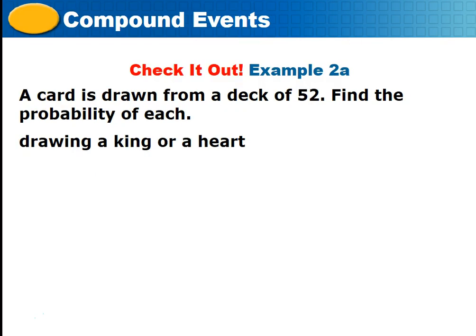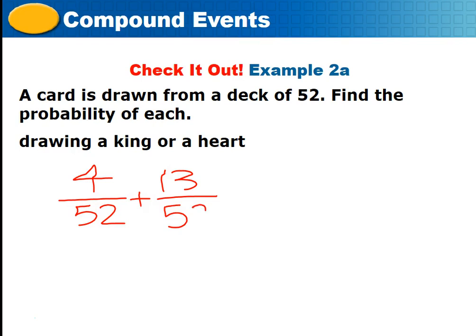So this says a card is drawn from a deck of 52. Find the probability of each. So first it says drawing a king or a heart. Well, I know there's 4 of every card, so 4 kings out of 52 cards. And then there's 13 cards in every suit, so that means I have 13 hearts. Now we need to ask ourselves, how many of those hearts are kings? Only one of them. So we are going to have to subtract that because, again, it's in both groups. So we have 4 plus 13 minus 1. 4 plus 13 is 17. Minus 1 is 16.